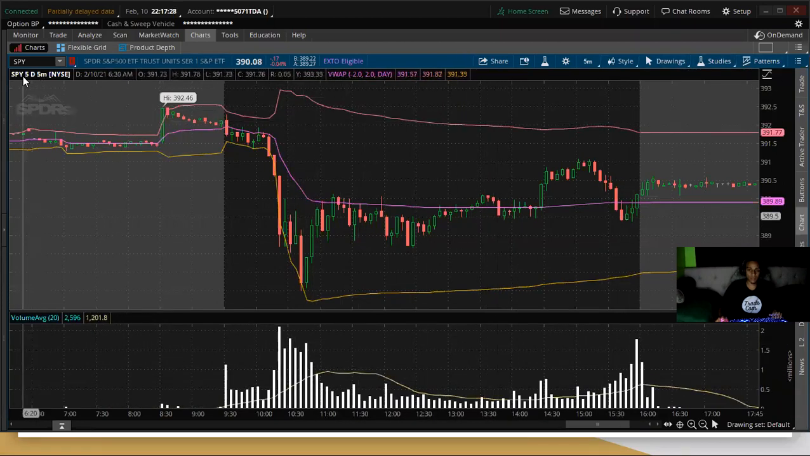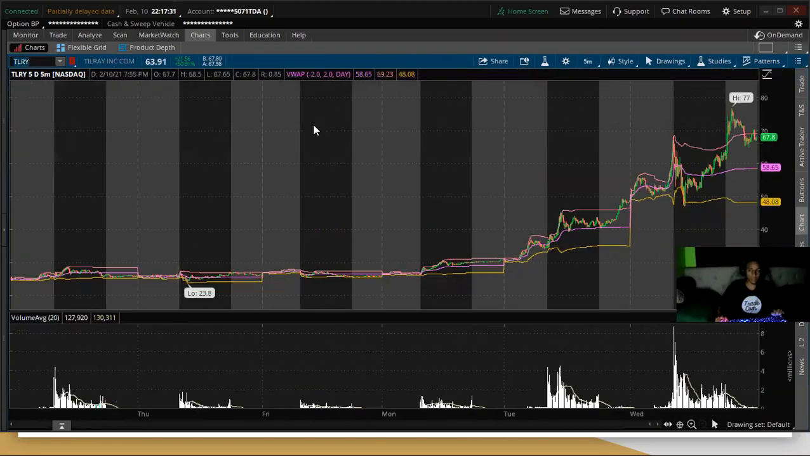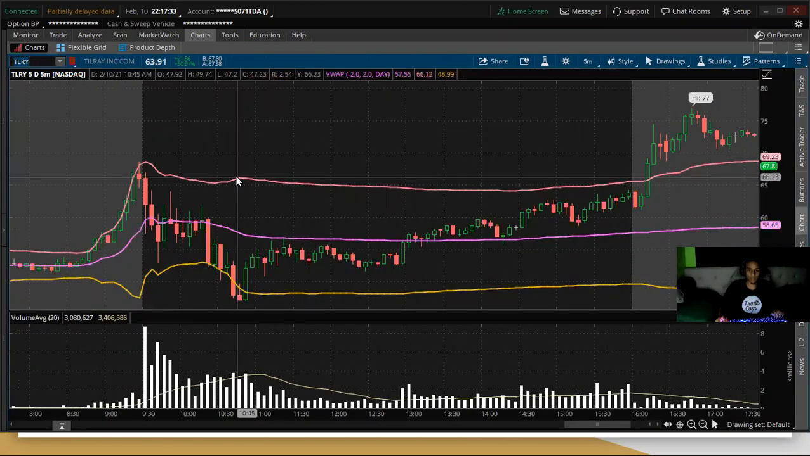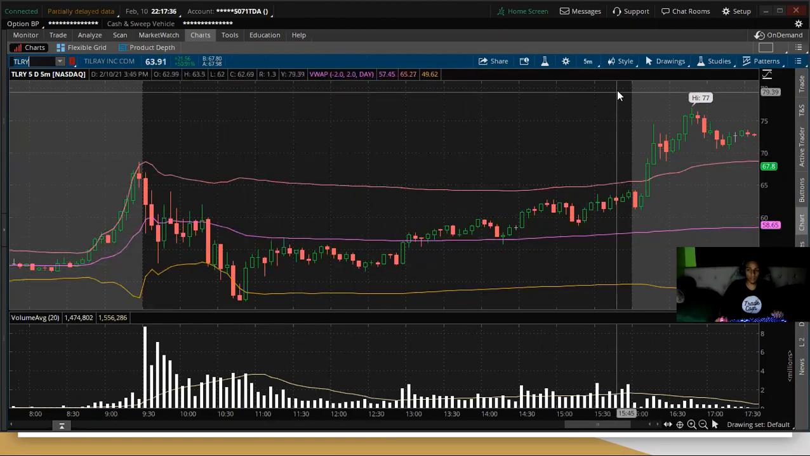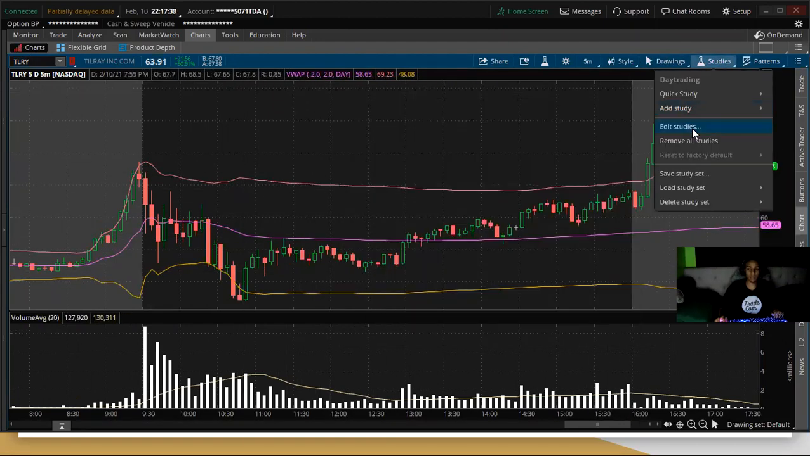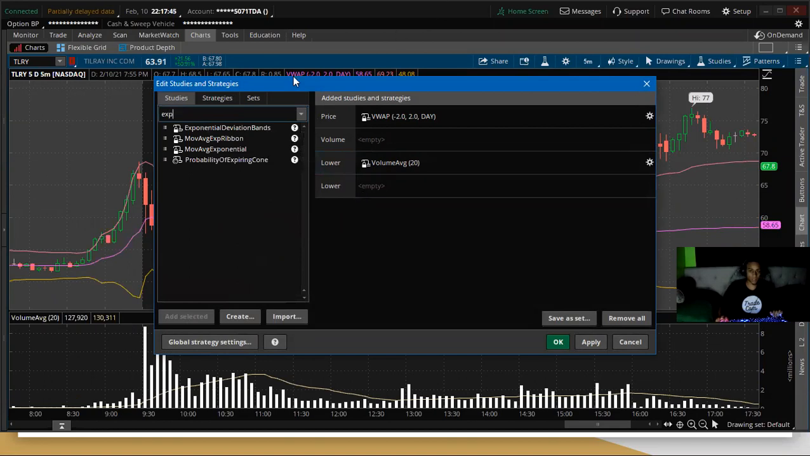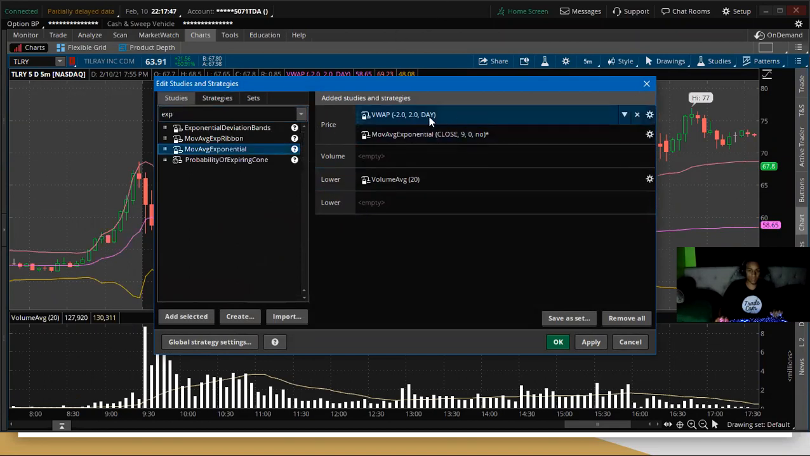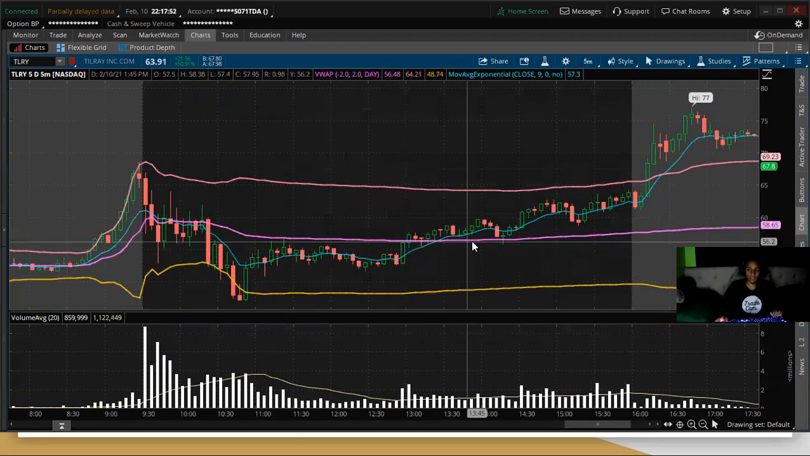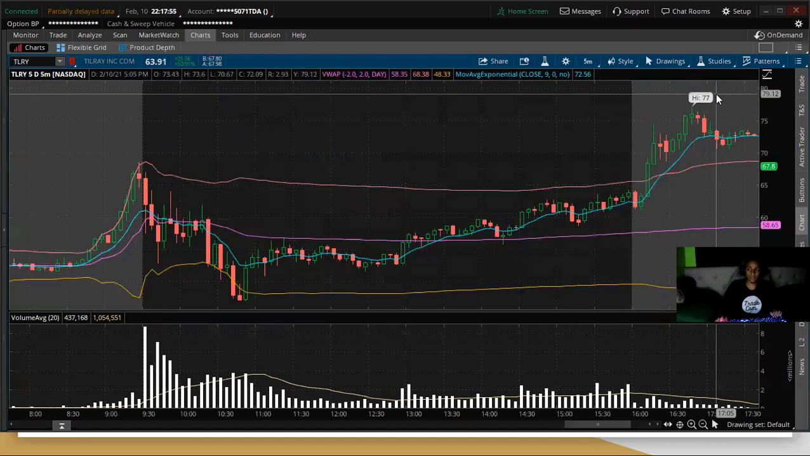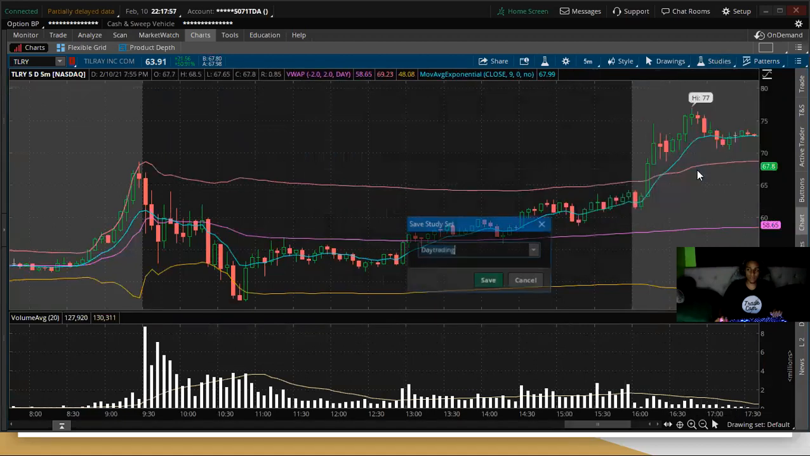Now, if I'm in an uptrend like Tilray today, in this case I would want to know where the EMAs are. If something is uptrending, I'll add the EMA over here. Click Edit Studies, Moving Average Exponential, or I could just type in EXP. You've got Moving Average Exponential over here. 9 is automatically there, and you could click OK. Now you have your EMA added to your charts as well. You could save this if you want as an extra one. Save study set, day trading plus 9 EMA.